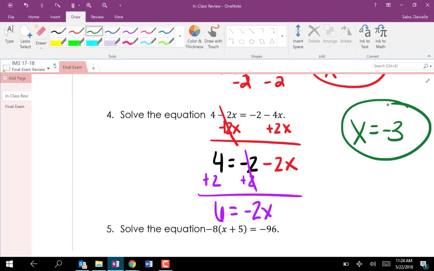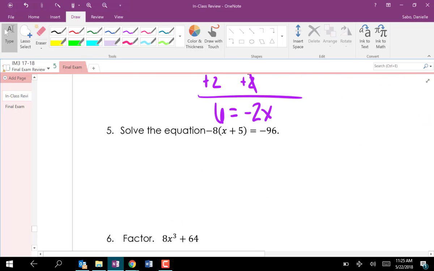Again, if you had multiple choice and you were stuck, you could have taken negative 3 and plugged it in this side, get an answer. And if it equals this side, you will get the correct answer. That's the best part about equations. Okay, this one. Solve for the equation. What would you do first?